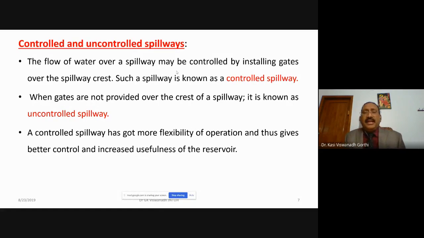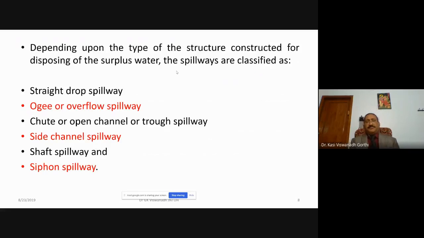When gates are not provided over the crest of the spillway, then it is called an uncontrolled spillway. A controlled spillway has more flexibility of operation, gives better control, and increases the usefulness of the reservoir, because you are storing the water to the maximum extent possible by providing the crest gates. In the case of an uncontrolled spillway, since there are no gates, automatically the water over and above the crest flows to the downstream portion. You may require a little more water over and above the crest, but it will not be available because it flows directly downstream. This is the uncontrolled spillway.